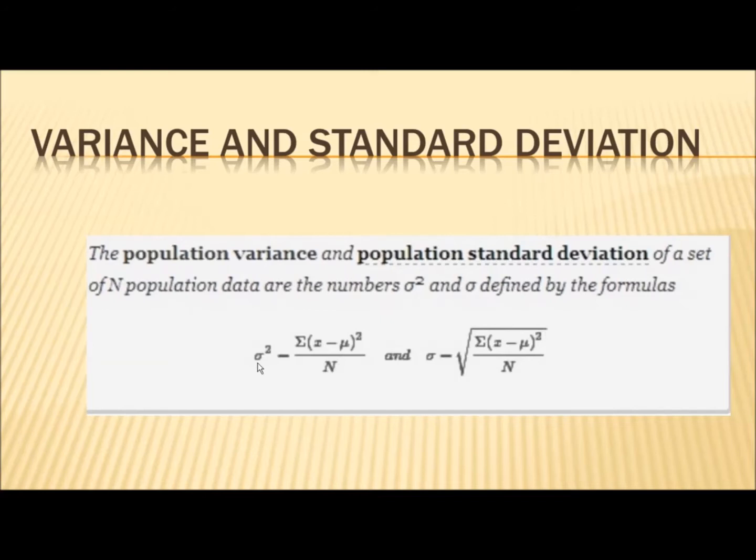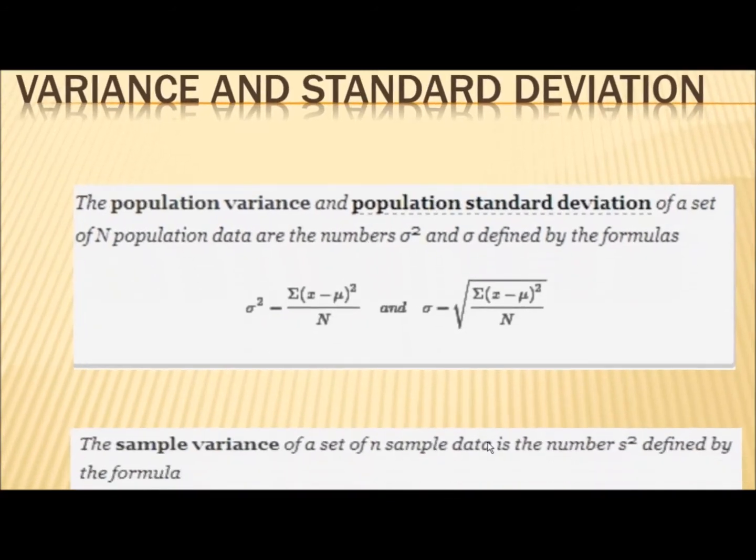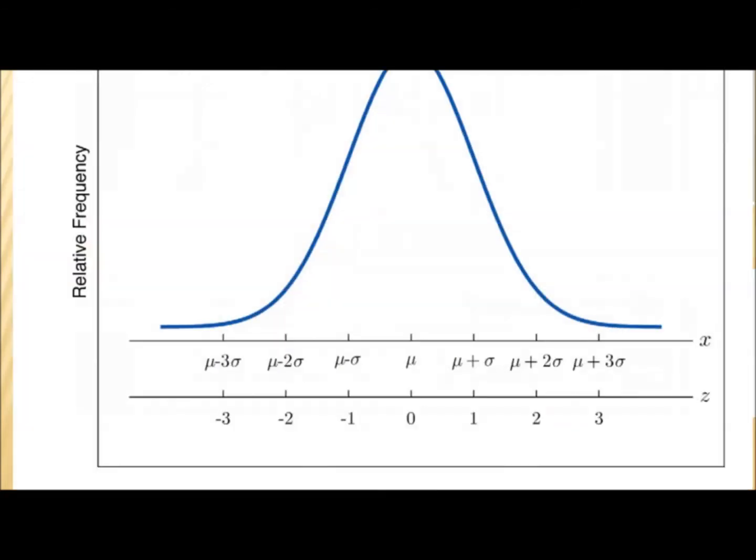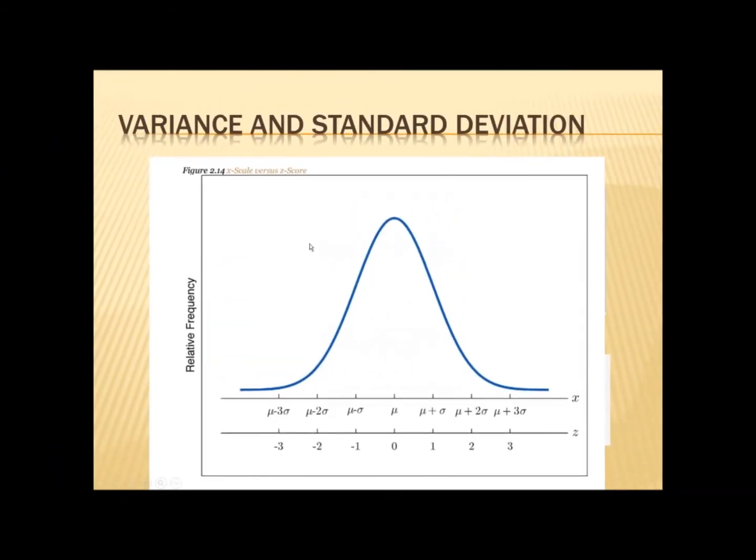Sigma squared is the conventional term used for variance, and sigma is the conventionally used term for standard deviation. The sample variance for n sample data, for a small data set, is defined by the formula with n-1. When we talk about degrees of freedom, that's what we're going to look at: n-1 degrees of freedom. Now, it's important to begin to understand variance and standard deviation.